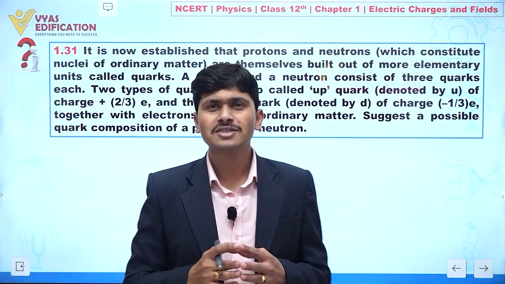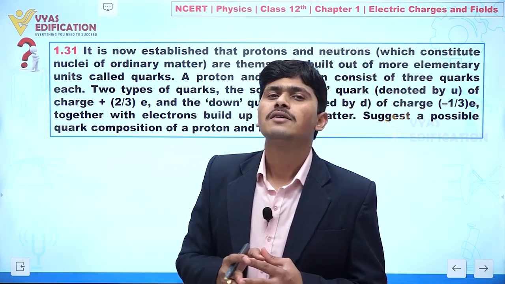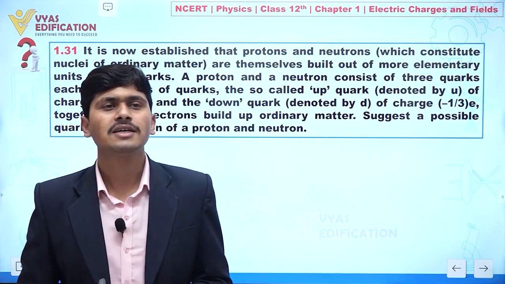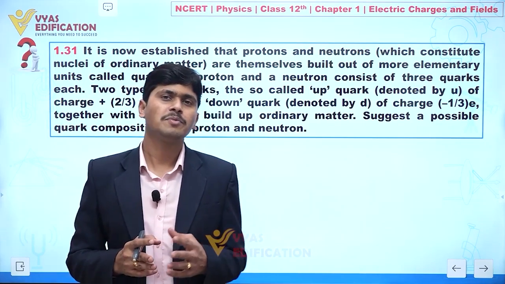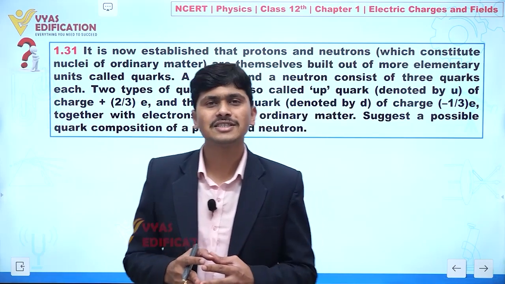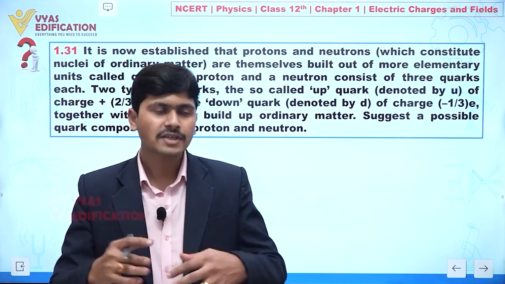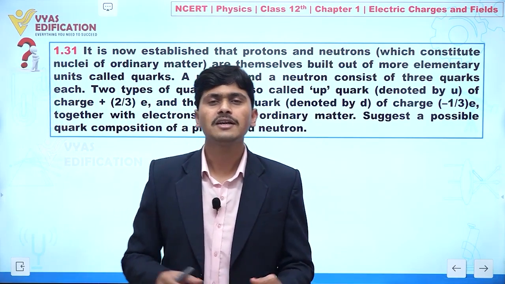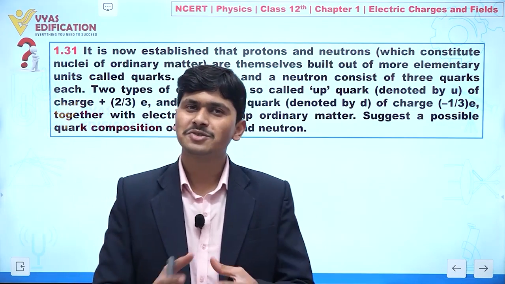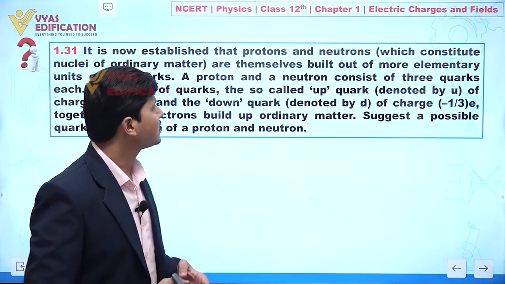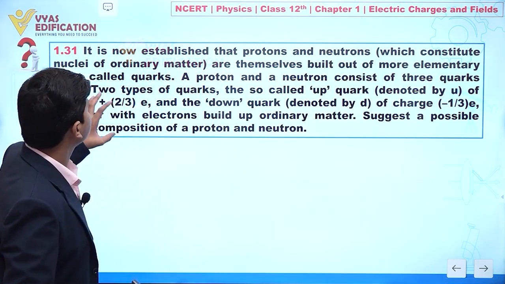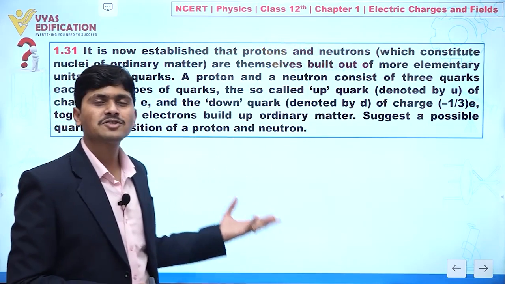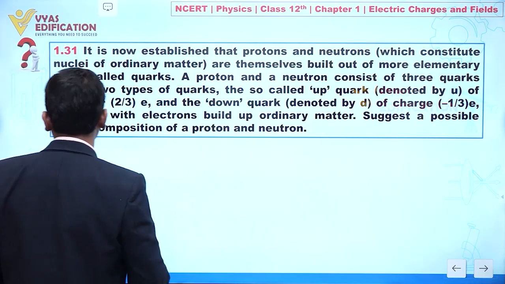Actually this is a concept. We know a term, quantization of electric charge: the charge present on a body should be an integral multiple of a basic charge, the charge of an electron. But it was later seen that we can also divide the charge of an electron into up quarks, down quarks, and so on. In this question, suppose we are breaking the proton and neutron into up quarks and down quarks. We have to find the composition. So now listen carefully.